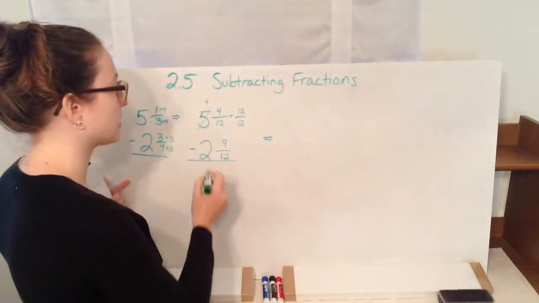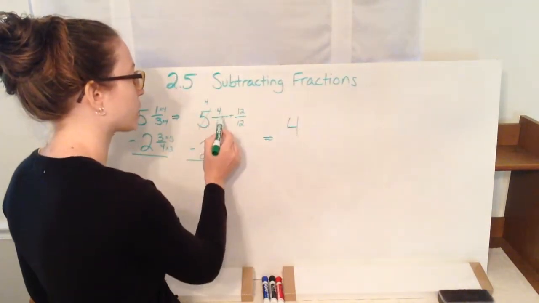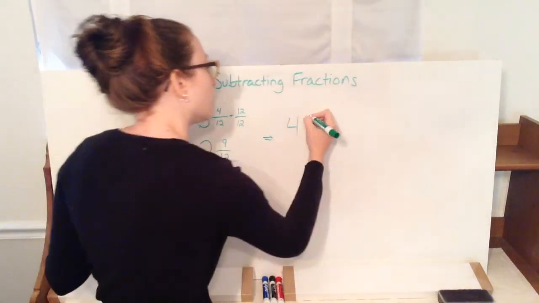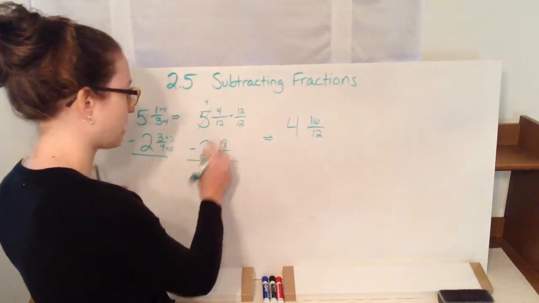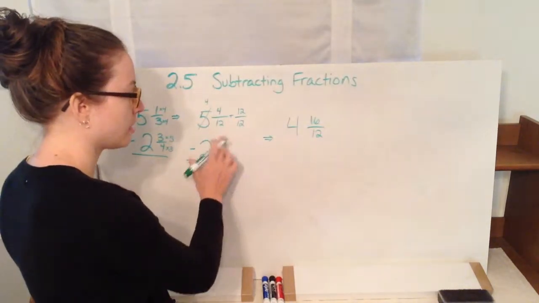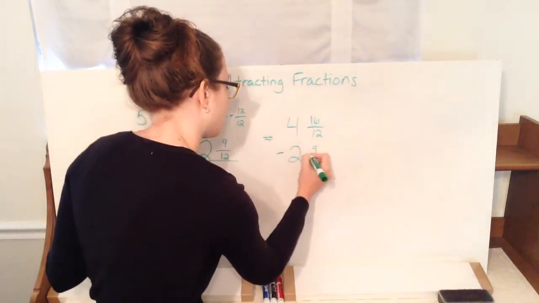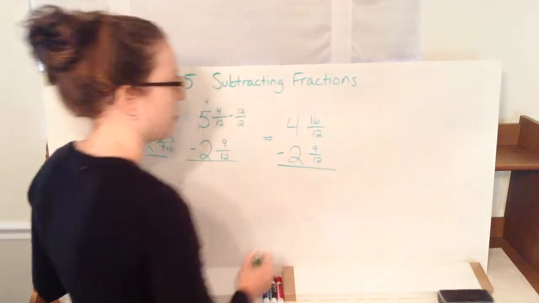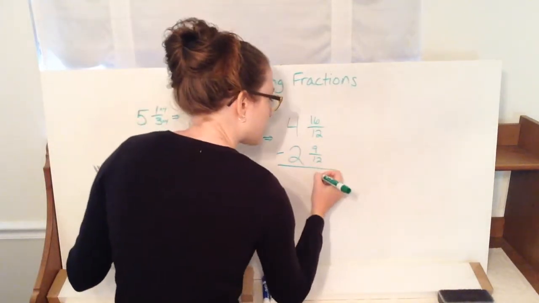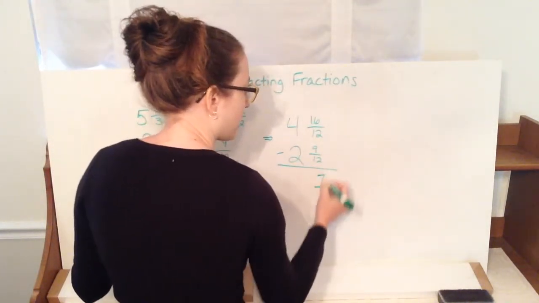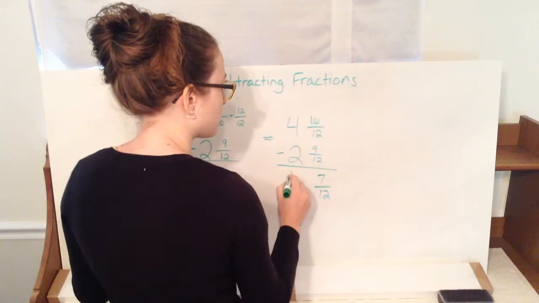So again, we switch this. This is now 4 because we borrowed from it, and I have 4 12ths and 12 12ths, which is 16 12ths. Okay, this one hasn't needed to change in this round because it's just what we're subtracting. So it's minus 2 and 9 12ths. Finally, we can do this. 16 minus 9 gives 7. And it's still over 12 because we haven't changed the piece. And 4 minus 2 is 2.